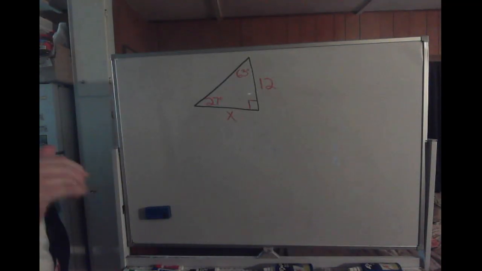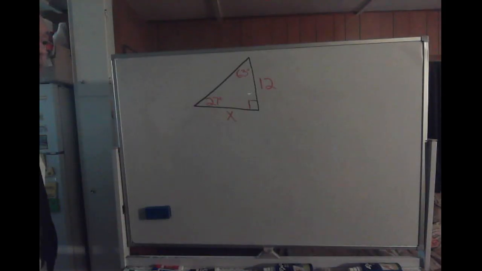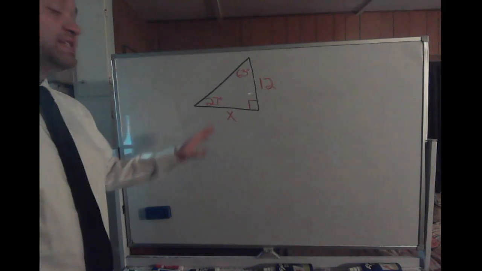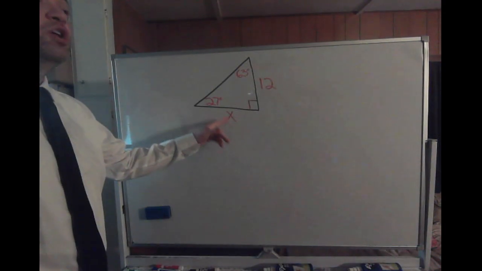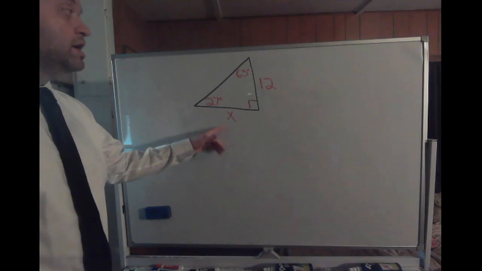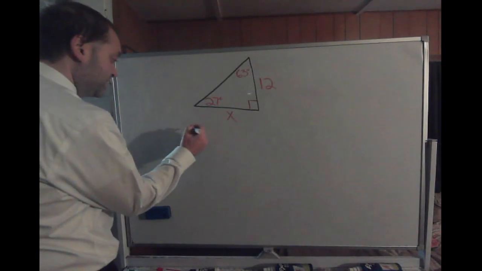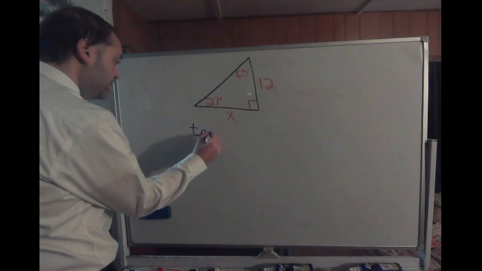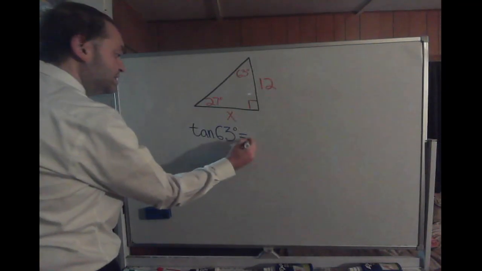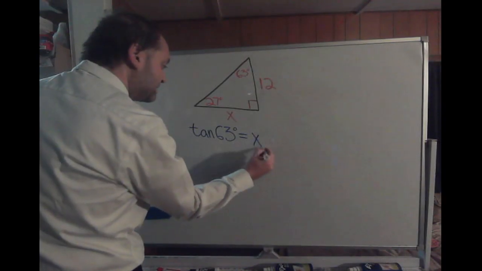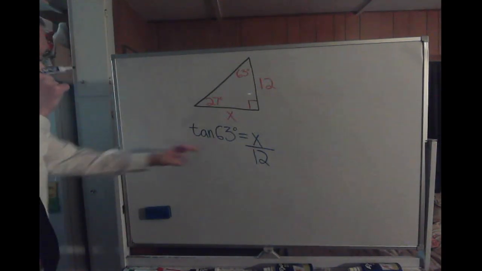I would always personally recommend, if you're able to, set up your tangent ratio in such a way that the x, or the undefined value, is always going to be in the numerator. Since tangent is opposite over adjacent, we probably want to go with the tangent of 63 degrees. So we can set this up as the tangent of 63 degrees is equal to the opposite side, which is x, over the adjacent side, which is 12. So now we've set up our ratio.